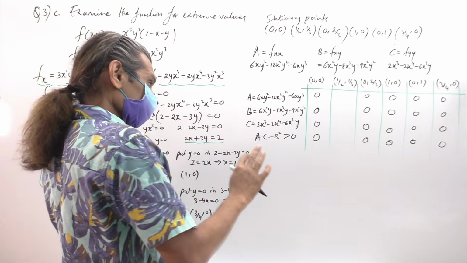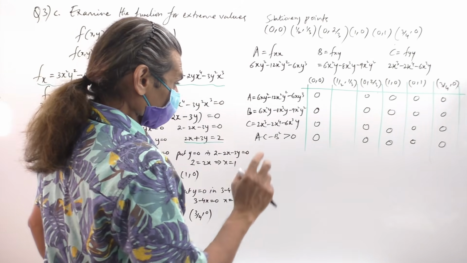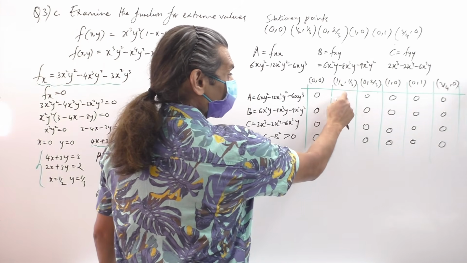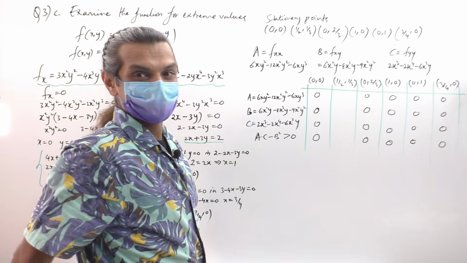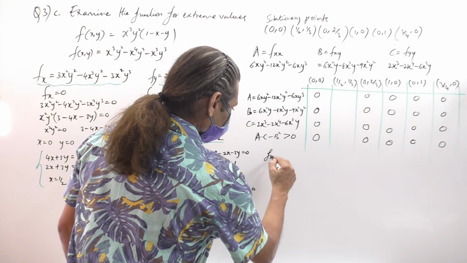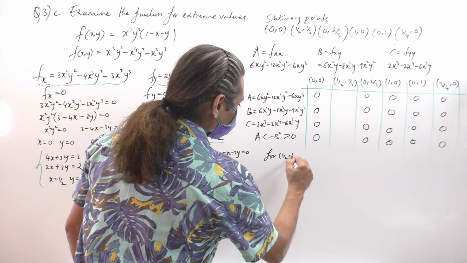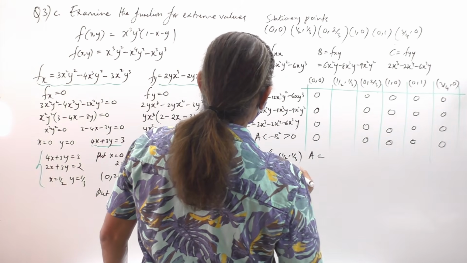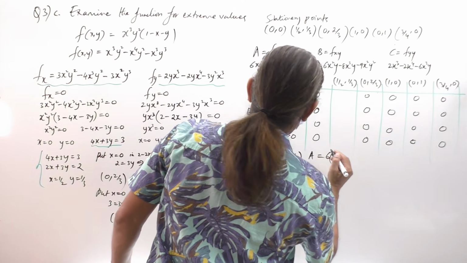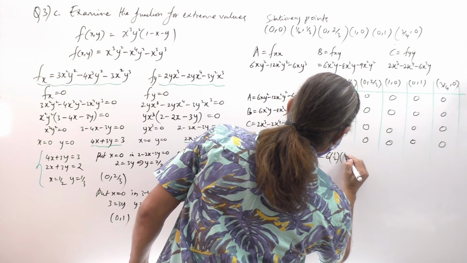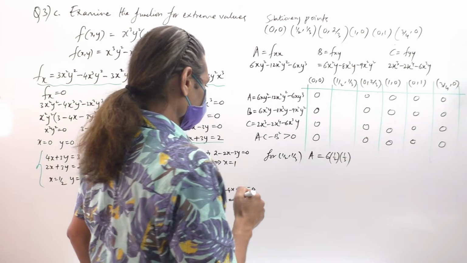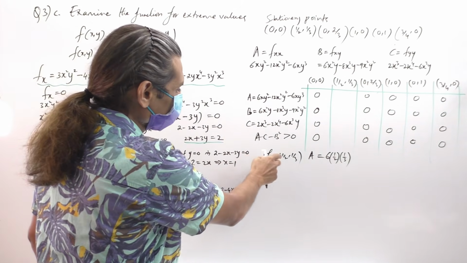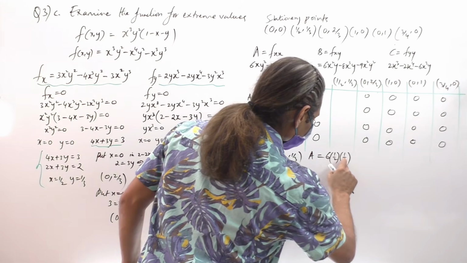Now, the main thing. The solution will only exist for this point. So for 1/2, 1/3, we get A equal to 6 into 1/2 into 1/9, sorry, 1/9.